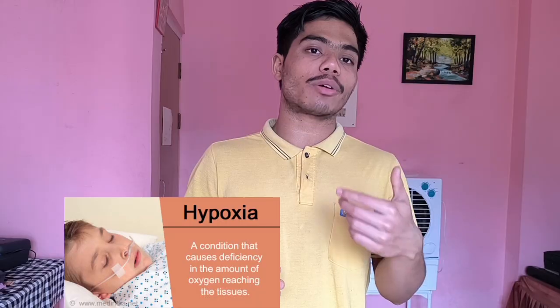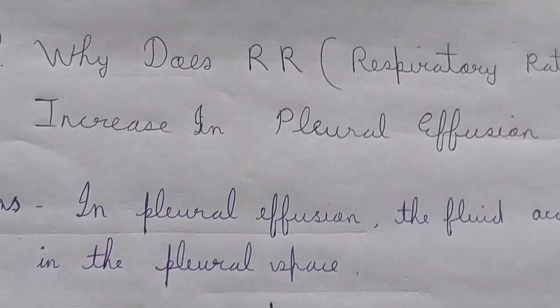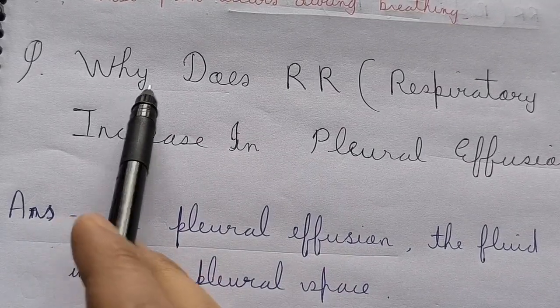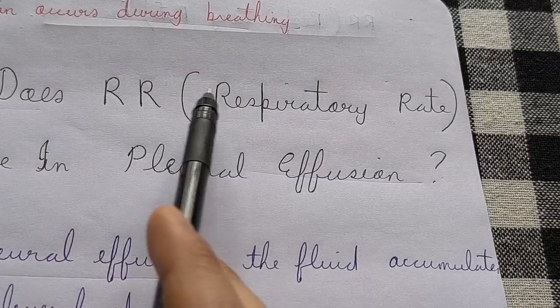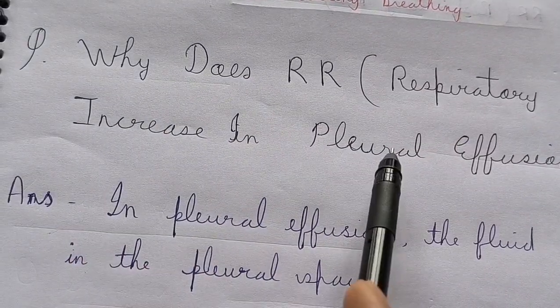This hypoxia occurs as inhalation and inspiration are affected, and this hypoxia gives a negative regulatory signal to our body to increase the work of breathing, and with the increase in the work of breathing, the respiratory rate automatically increases. So this is the main cause of the increase of respiratory rate in pleural effusion. That is why the RR, the respiratory rate, increases in pleural effusion.